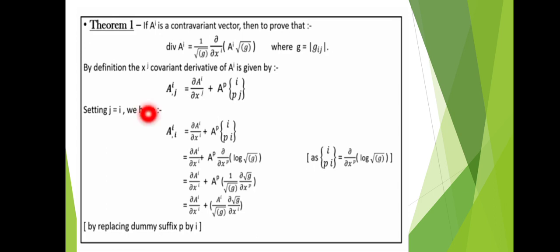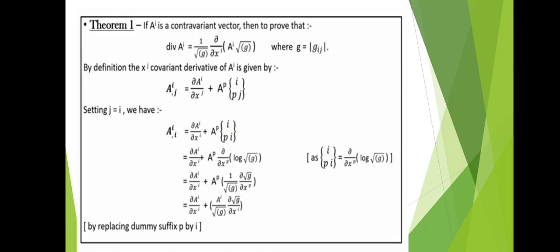By the definition, the covariant derivative of AI is given by A I comma J is equal to del AI upon del xj plus Ap bracket I pj. Setting j equal to I, in place of j we put I in the other places. So we get A I comma I is equal to del AI upon del xi plus Ap bracket I pi. Here we see that in place of j it is I.